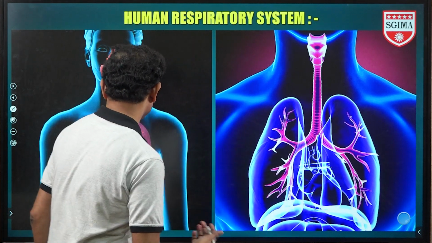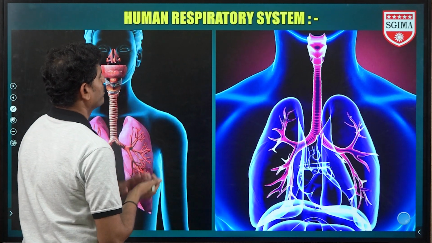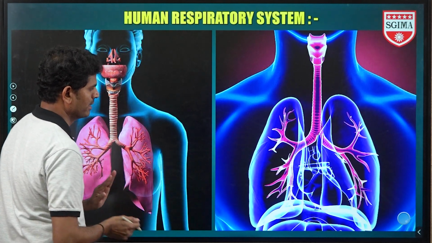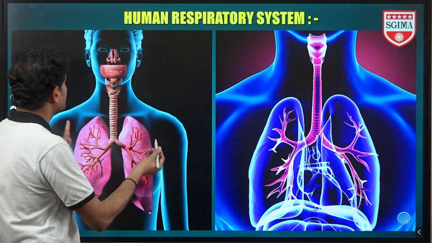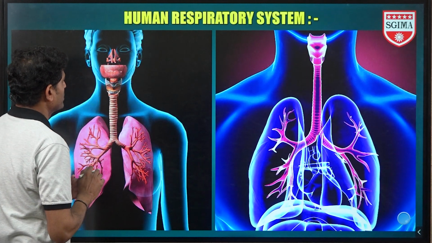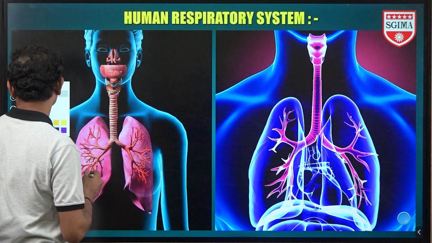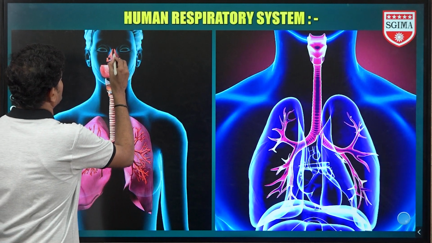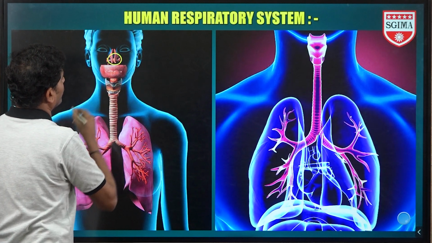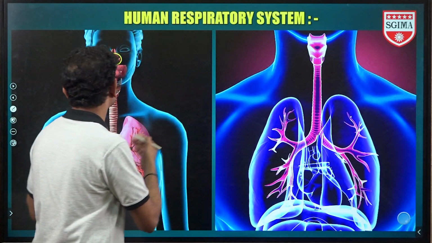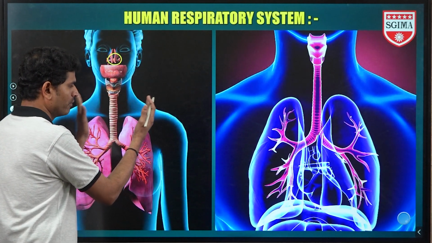Yes. So, coming to the subtopic, human respiratory system. Overall, here we can observe what the parts of this are. As we know, this is the nose portion. The nose opens into the pharynx. The pharynx then divides into the esophagus and the trachea.